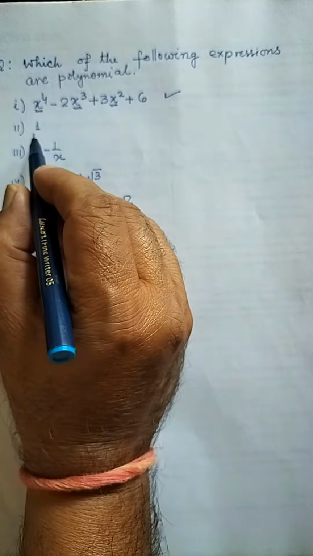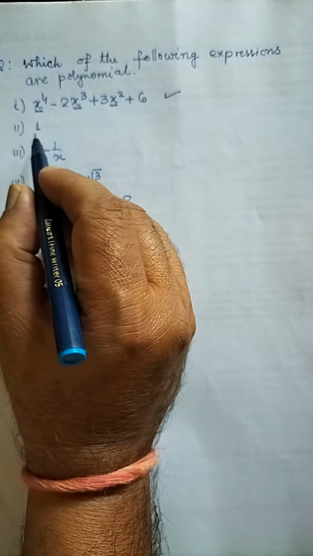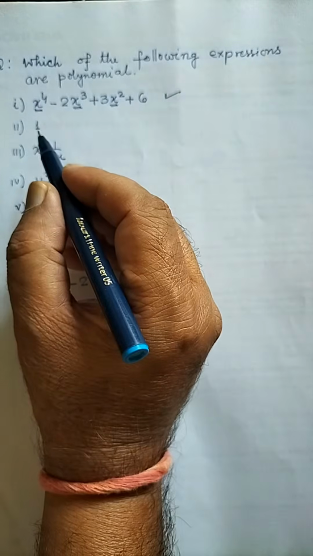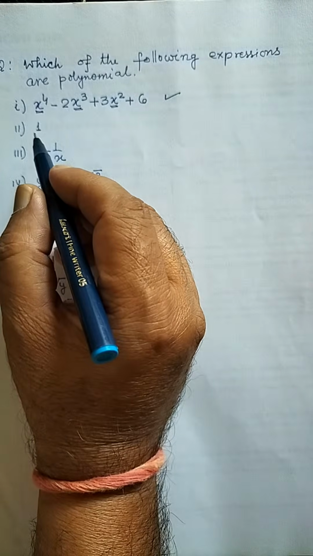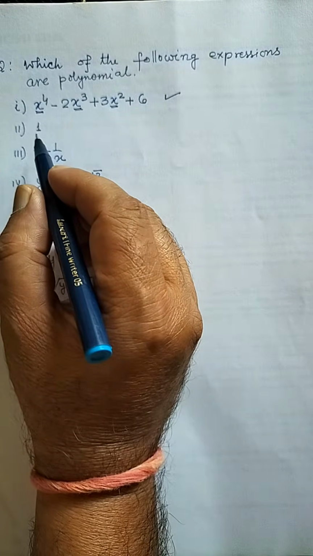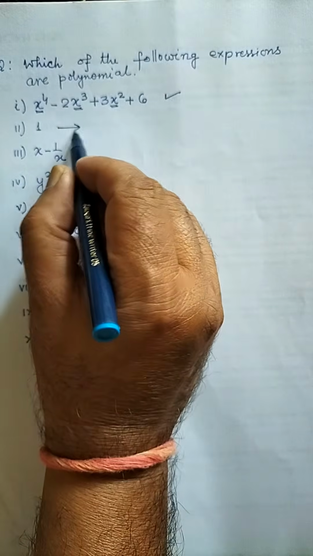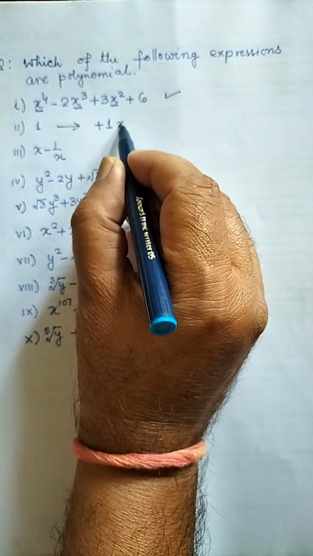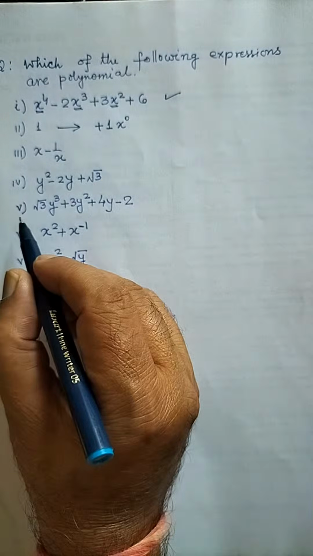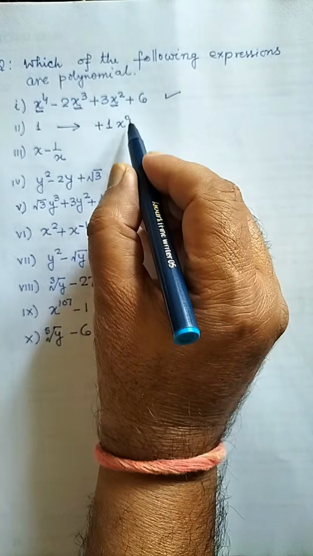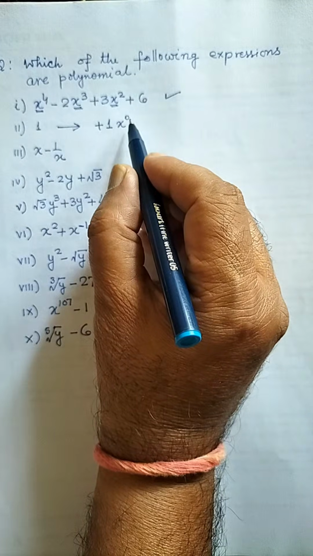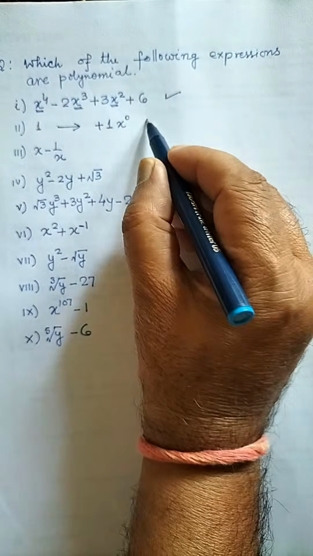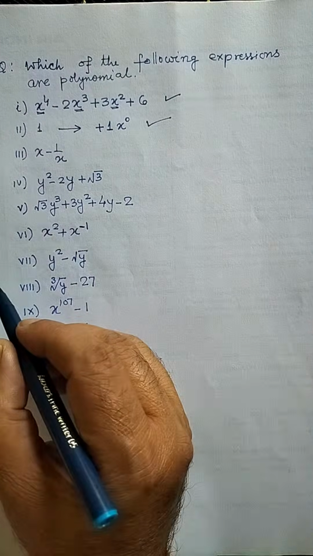Now what about this one? This is just a single constant. So sometimes you might have a confusion whether this is a polynomial or not. Yes, this is a polynomial because we can express it as plus 1 with a variable having a power 0, right? Here again 0 is neither negative nor positive, so it is allowed. Okay, so this is also a polynomial.